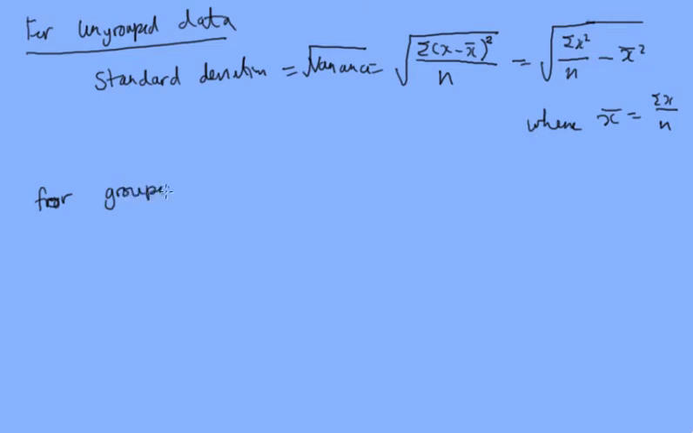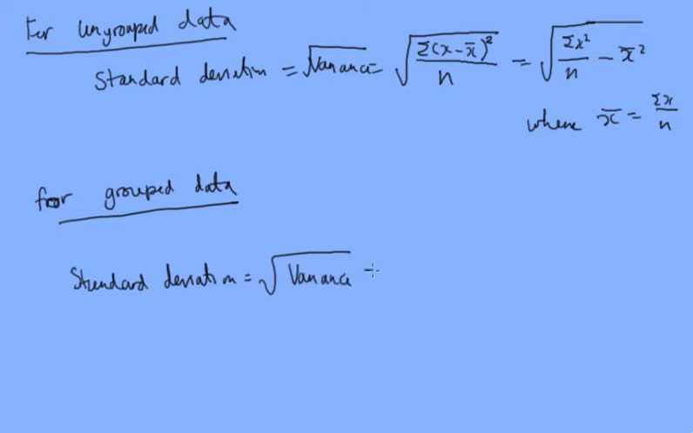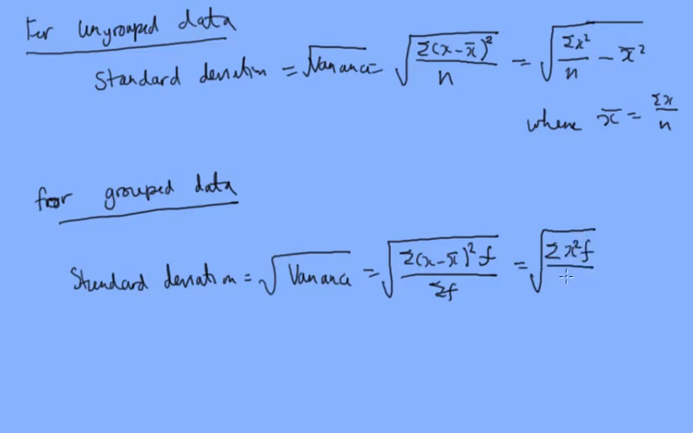Now for grouped data, standard deviation is equal to the root of variance again, which is equal to the square root of the sum of x minus the mean squared multiplied by the frequency over the sum of the frequencies, which is equal to the square root of the sum of x squared f over the sum of the frequencies minus the mean squared, where the mean is defined as the sum of xf over the sum of f.